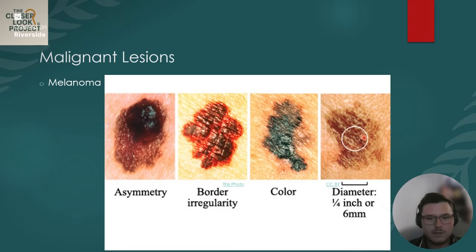This circle here is supposed to be 6 millimeters, or the size of a pencil eraser. That is 4 out of 5 criteria and highly suspicious for melanoma. I would recommend that you refer this to a provider ASAP.